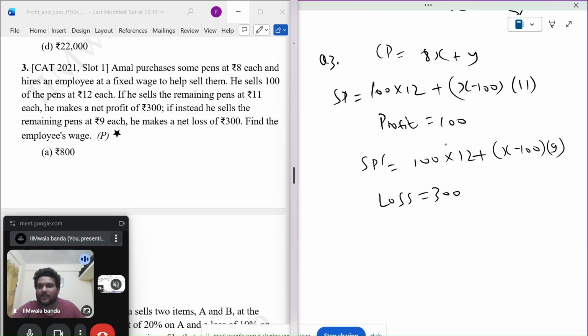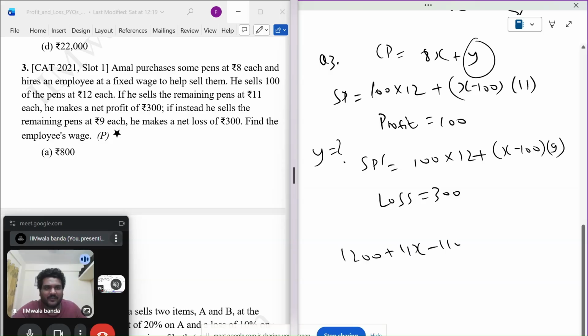So what is Y? What is the employee's age? I need to find Y. Remember, don't jump to the answer with X. You need to find Y. So basically, SP minus CP, CP minus SP in this case, SP minus CP in this case. Let's do that. 1200 plus 11x minus 1100 minus 8y, 8x minus y is 100. This is your first equation.